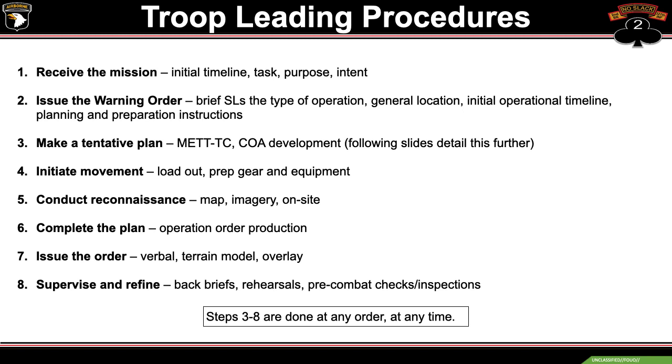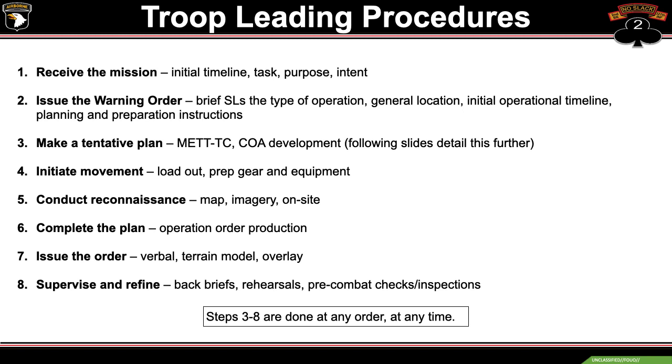First being receive the mission. So this is going to get your initial timeline, your unit's task, purpose, and then the intent for the actual mission itself, which is going to then allow you to quickly transition into issuing a warning order. For myself, I'd be briefing the squad leaders on the type of operation we're going to be doing, the general location of where we're going to be, and generally where the enemy is going to be at, as well as the units that we support, the initial operational timeline, and then planning and preparation instructions, so tasking out certain squads to accomplish certain tasks. And that's going to take us into steps 3 through 8.